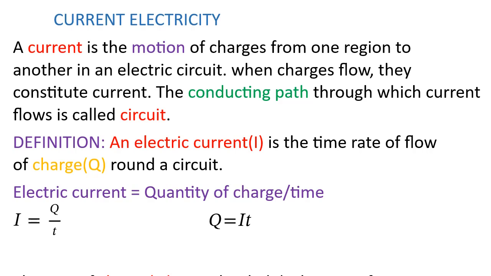The unit of charge is coulombs, that's C. The unit of time is seconds. Therefore, the unit of current, coulomb per second, is equal to 1 ampere, which is the SI unit of current. The instrument used for measuring current is called an ammeter, while the unit of current is ampere.